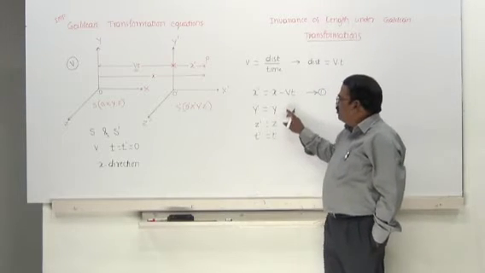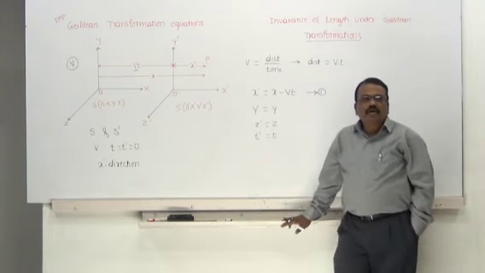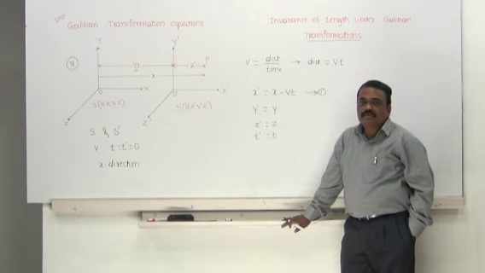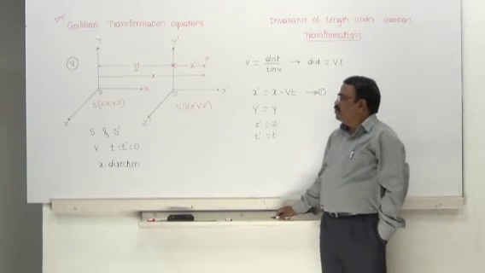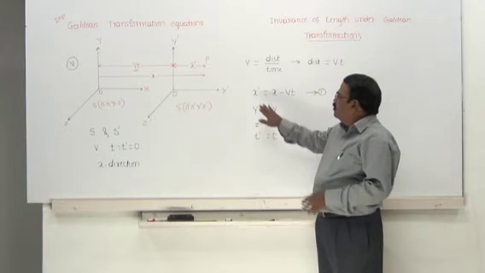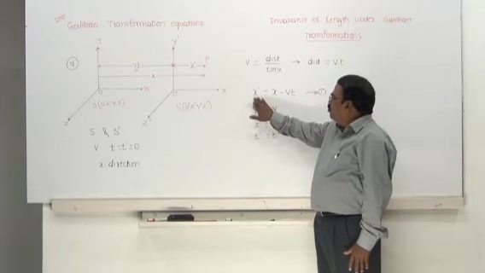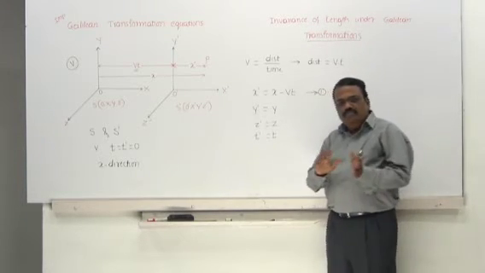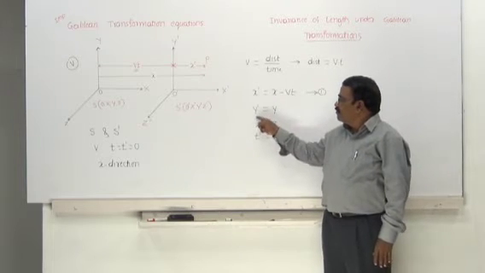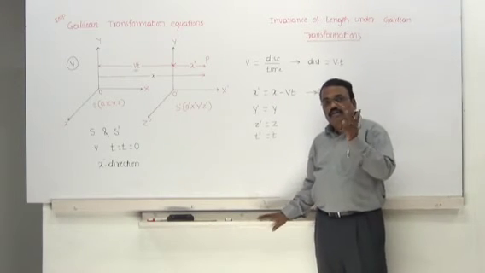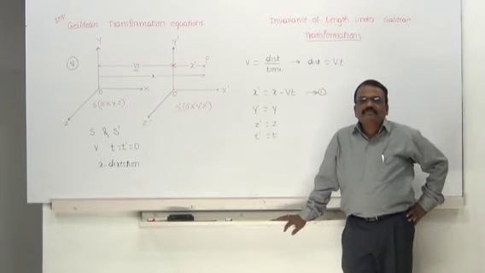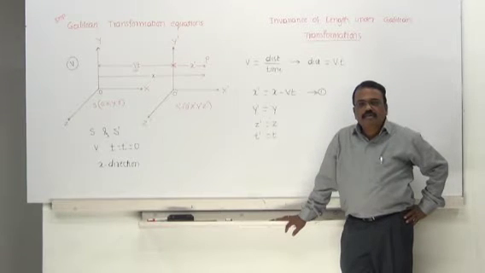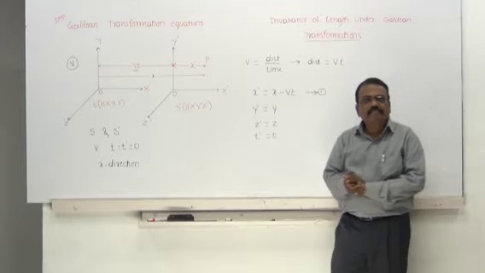And these four equations are called Galilean transformation equations. So it gives a relation between one set of coordinates and another set of coordinates. The equation which provides the relation between the coordinates of the two frames of reference is called the Galilean transformation equations. I repeat once again.